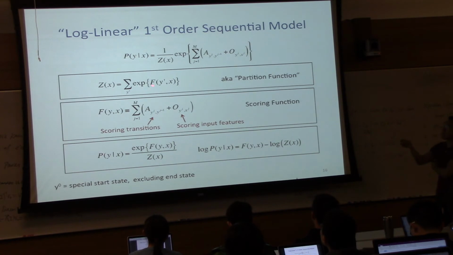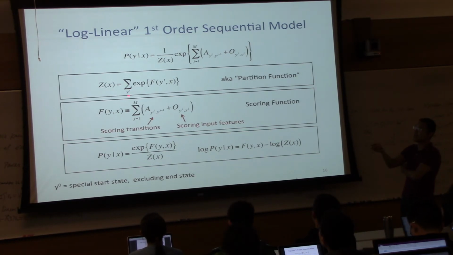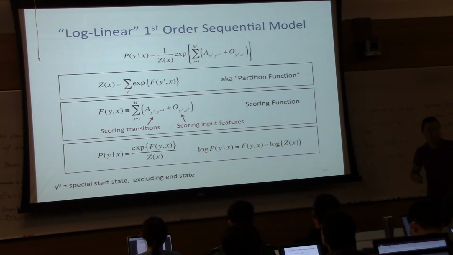Of course, this is very hard to compute naively because there's an exponential. The number of y primes in the sum grows exponentially with the length of x. We deal with that using various algorithms like the forward-backward algorithm.